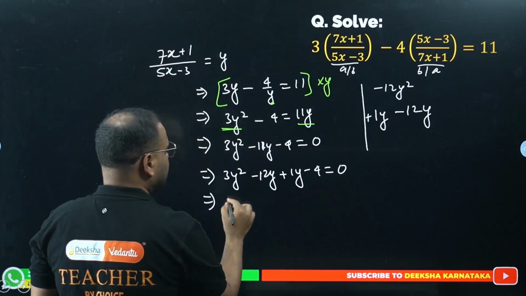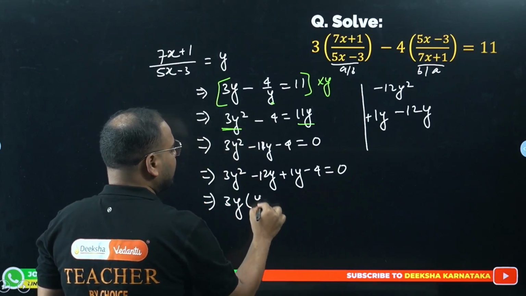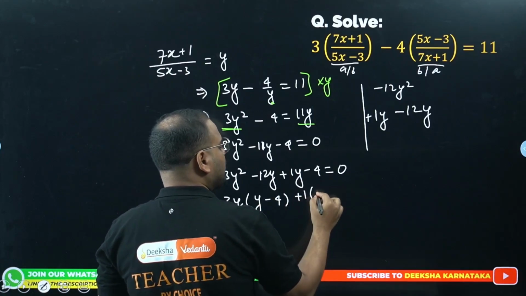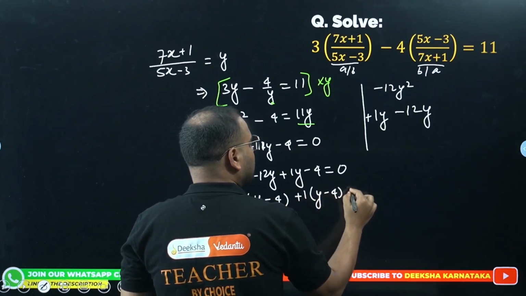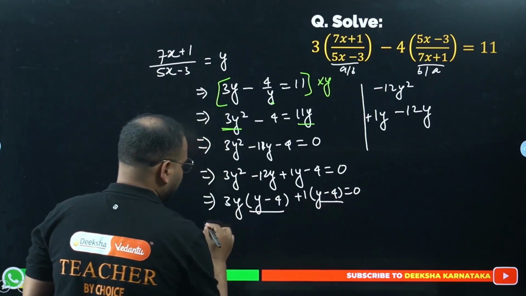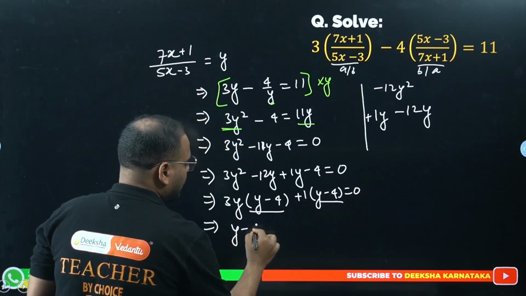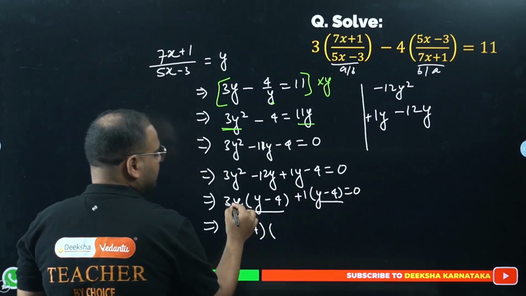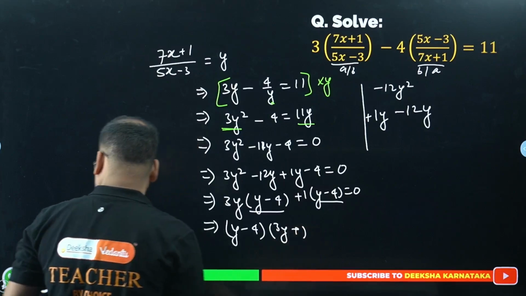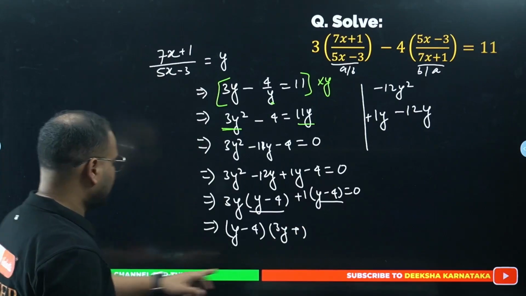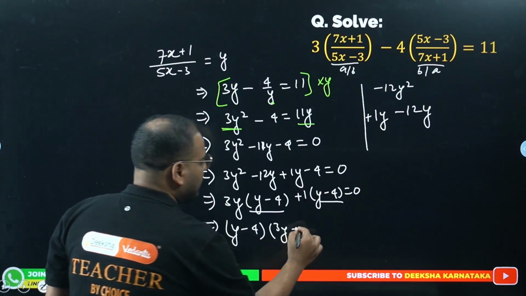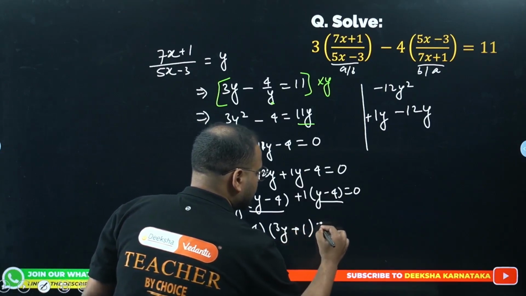Please take common. 3y is common here. I get y minus 4. What is common here? Nothing, so 1. So y minus 4. Take y minus 4 common from both the terms. You'll have y minus 4 here. Left in the first term, 3y, and in the second, plus 1. Pardon me, I'll erase this part. So (y minus 4) times (3y plus 1) equals 0.